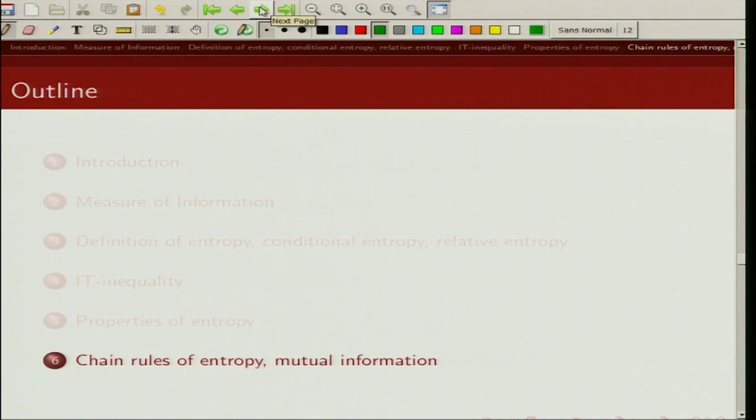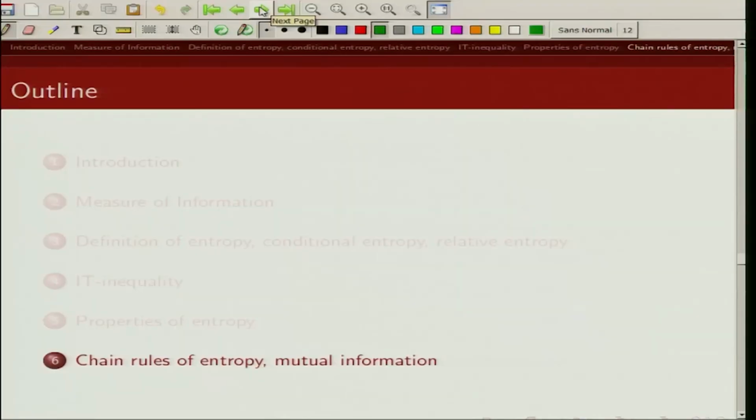Okay. Now we have defined so far entropy, joint entropy, conditional entropy and relative entropy, and we have proved some properties of entropy. For example, if x is a discrete random variable, we have shown that the minimum value of entropy is 0 and the maximum value is log of L, where x takes L possible values. Now let us prove some more properties of entropy and define what we mean by mutual information.